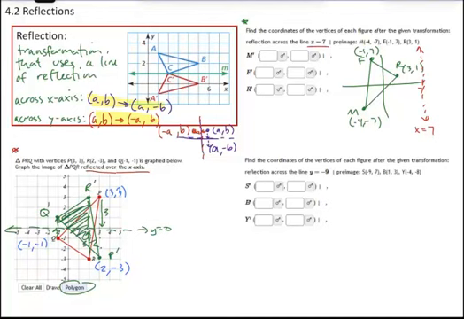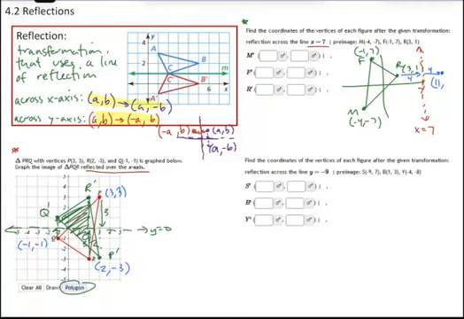So this point R, if it's reflected across this line x equals 7, what distance is this point from that line? An x coordinate of 3 is what distance from 7? 4 units, right? So this is 4 units this way. When we reflect this point, we have to reflect it 4 units in the other direction. Well, what's 4 units to the right of 7? 11. So there's our x coordinate.